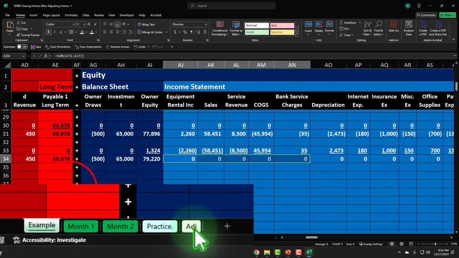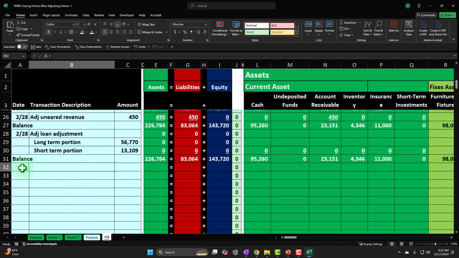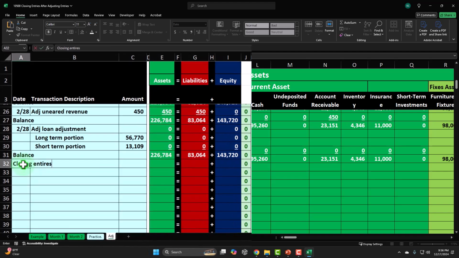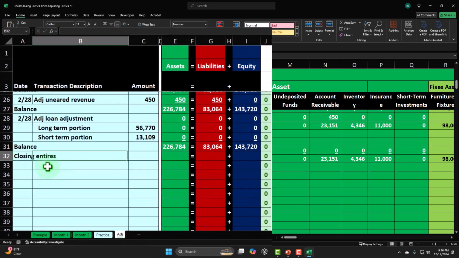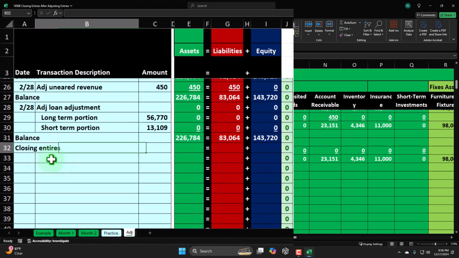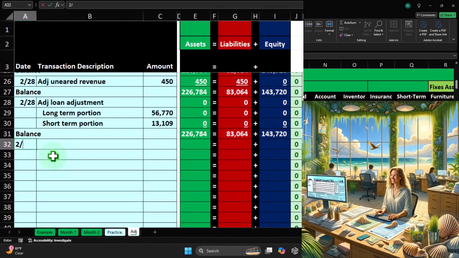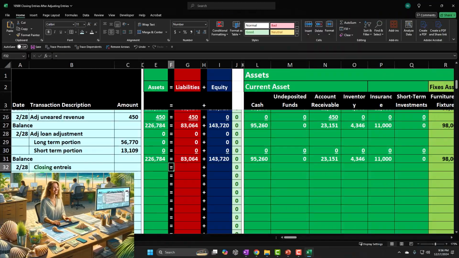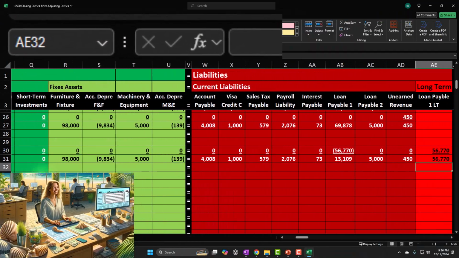So let's go to the adjusting entries. This is as easy as this. We're just going to say as of, let's say, 2/28. Well, let's just call it closing entries. It's going to be closing entries as of 2/28. So I'm just going to go to the income statement over here.